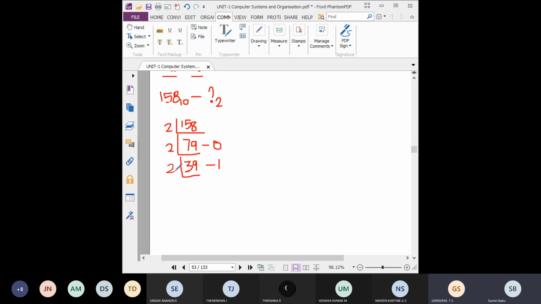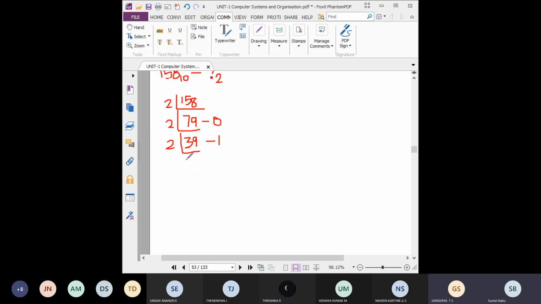Again you have to do the division. How long should we do the division? Until you get a value lesser than 2; you have to repeatedly divide until you get a value lesser than this base number. So what is the answer now? 19, remainder 1. Very good. Then again by 2: 9, remainder 1. Then 4, remainder 1.